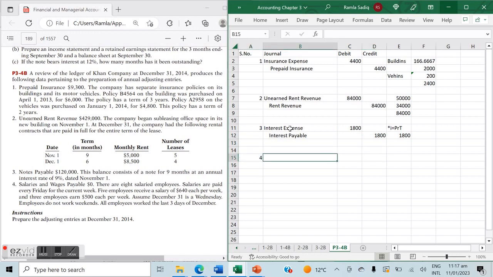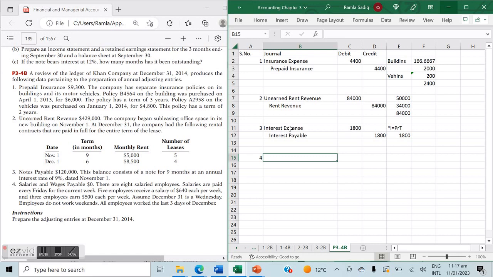Now let's look at the fourth entry. In the fourth entry, salaries and wages payable are 0. So there are 8 salaried employees. Salaries are paid every Friday for the current week. 5 employees receive a salary of $640 each per week, and 3 employees earn $500 each per week. Assume December 31st is a Wednesday. Employees do not work weekends. All employees work the last 3 days of December.